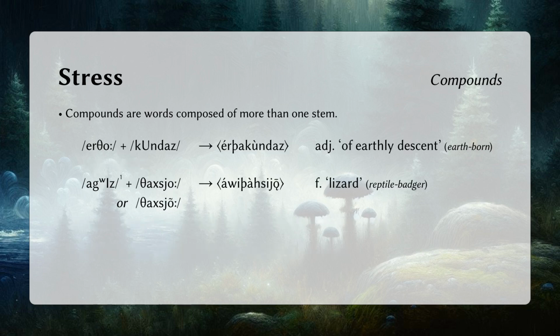On screen, we now see the examples ertakundas, an adjective meaning of earthly descent, literally earthborn, and awithaxio, meaning lizard, more literally along the lines of reptile badger. Secondary stress is here, as is also common practice, marked with a grave accent mark. When talking about compounds, I do so in terms of the first member, and instead of saying the second member, I speak of the last member.